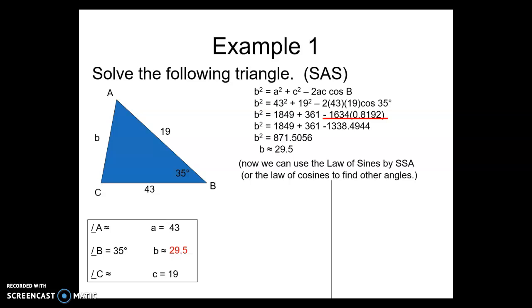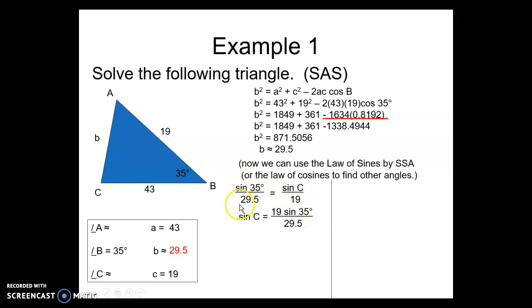All right, so we could either use the law of sines or the law of cosines on the previous slide to find the other angles. I think the law of sines is a little quicker and easier, so I'm just going to use the law of sines here. Now that we have the side that corresponds with the given angle, that's one side of the law of sines. We're going to do cross multiplying.